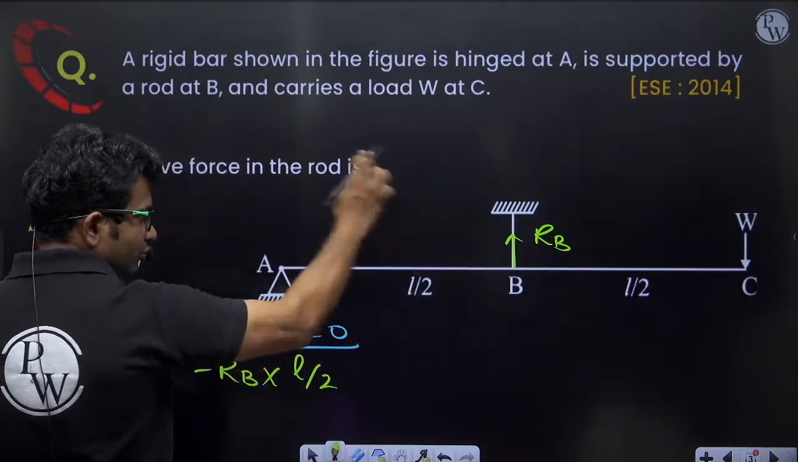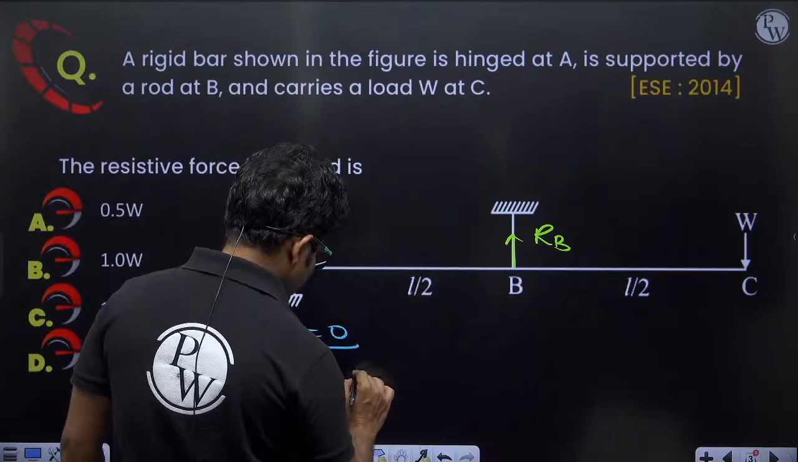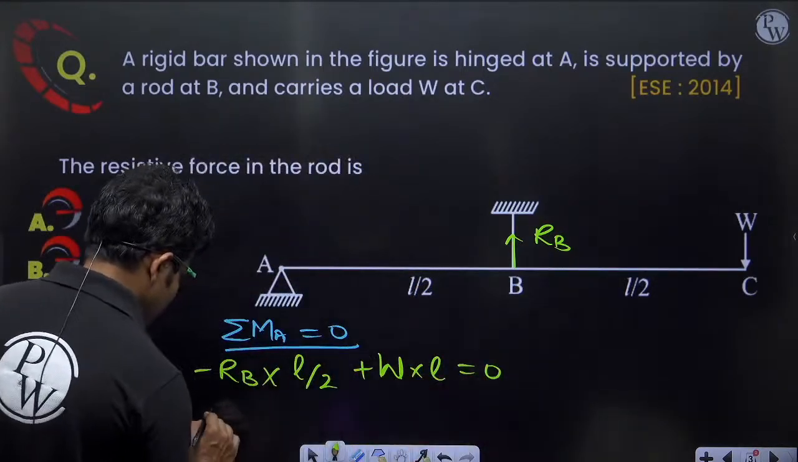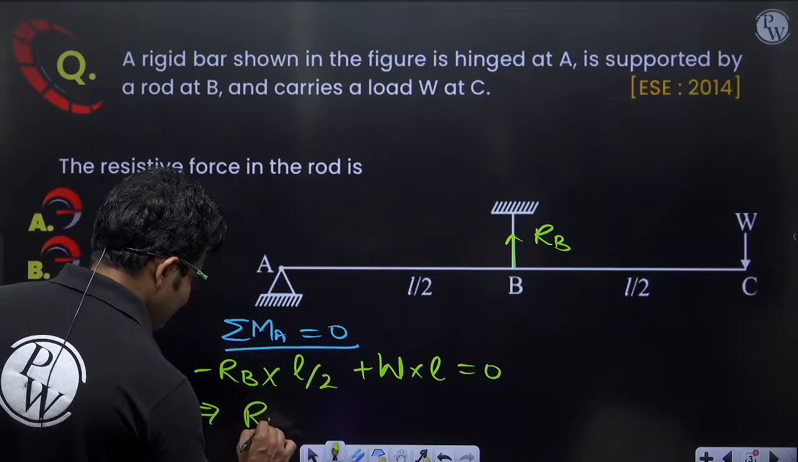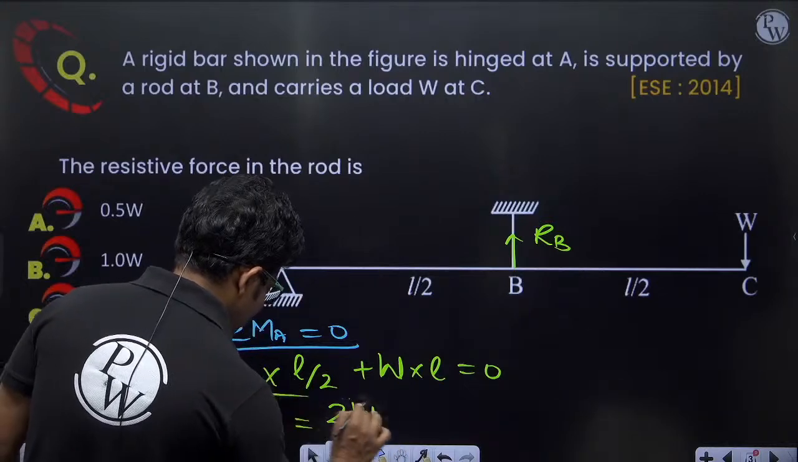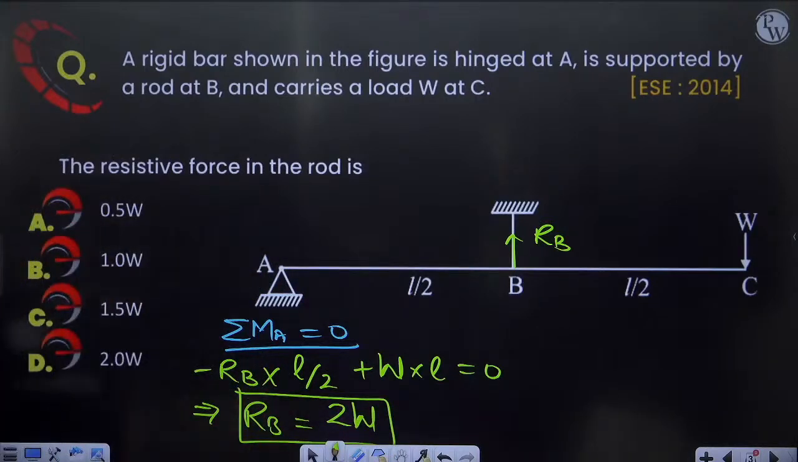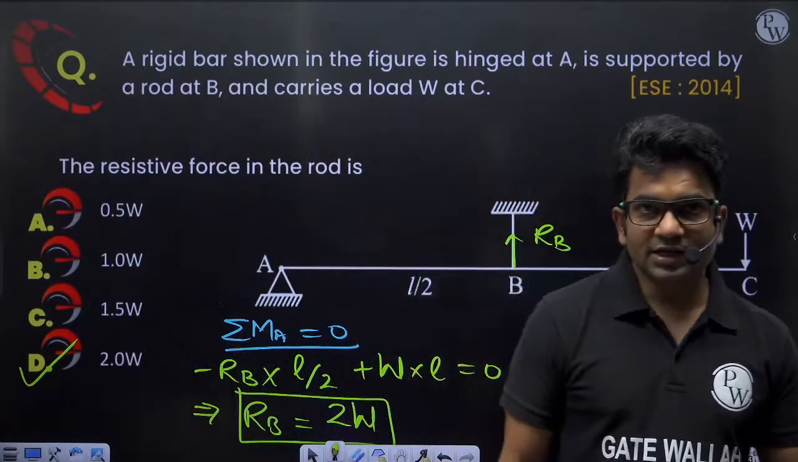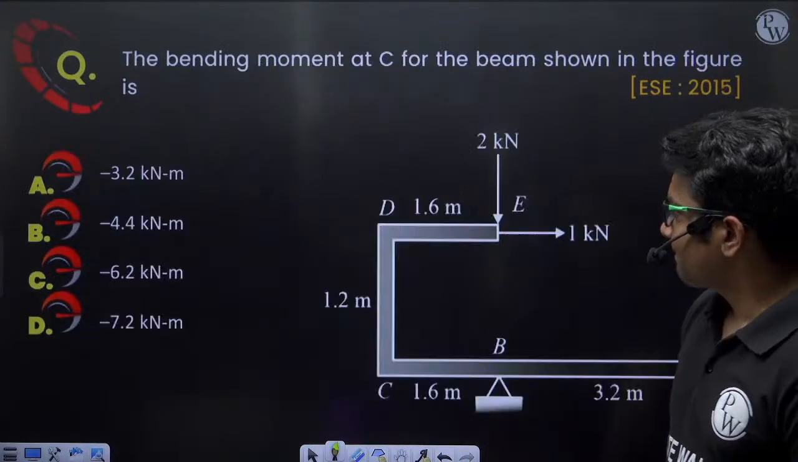plus W into L will be equal to 0. So RB will be equal to 2W. So the correct answer is option D. Clear? Okay, let's move on to the next question.